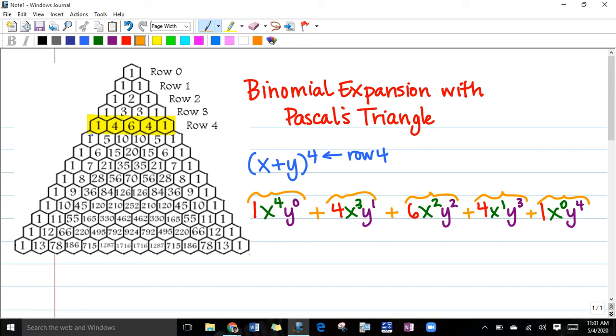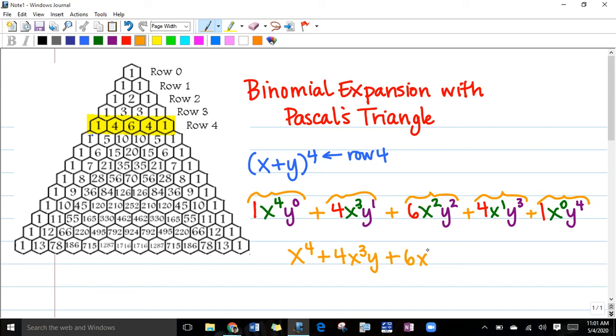Okay, and then I can just go back and write this in a nicer way mathematically. Because for instance, in this first term, I don't really need to put the 1 as my coefficient. And I don't really need to put y to the 0 because I know that's just 1. So my first term is really just x to the 4th. The second term, again, I don't need to put y to the 1st. I can just write this as 4x cubed y. Third term, nothing really I can do to that.